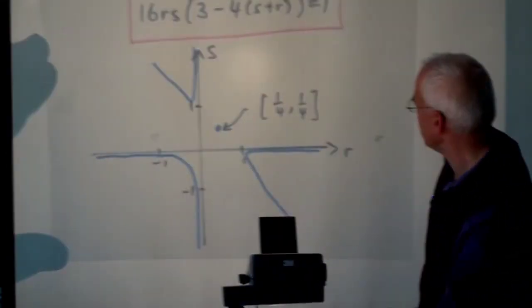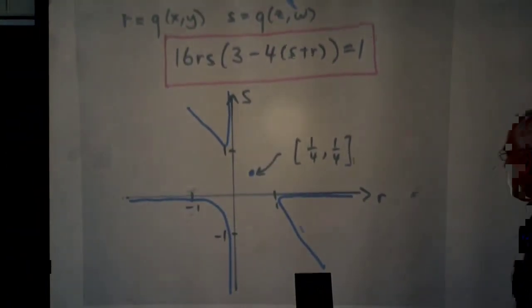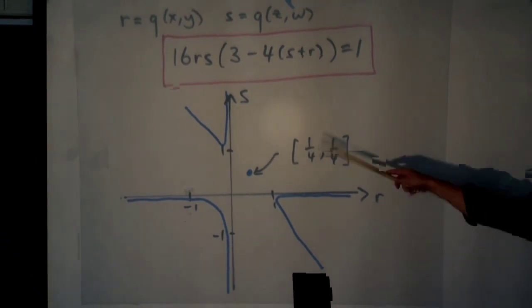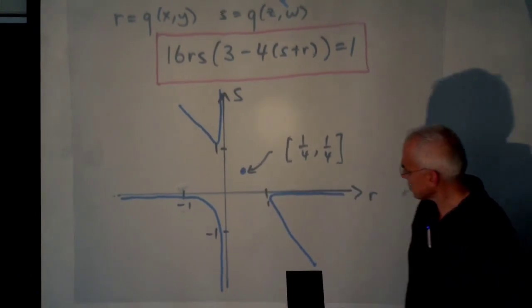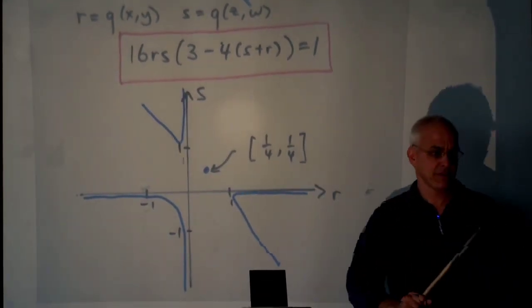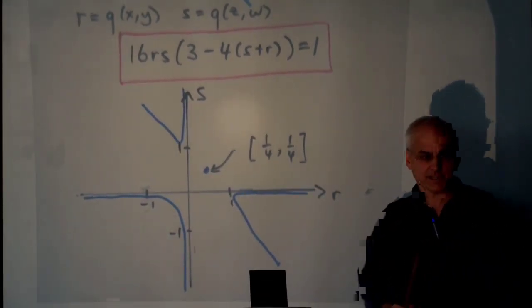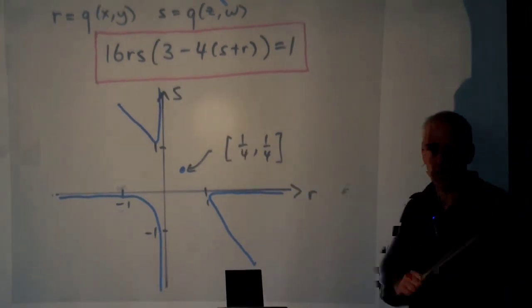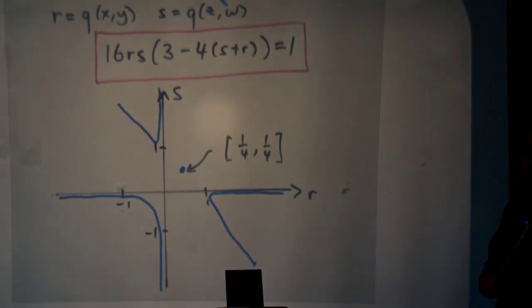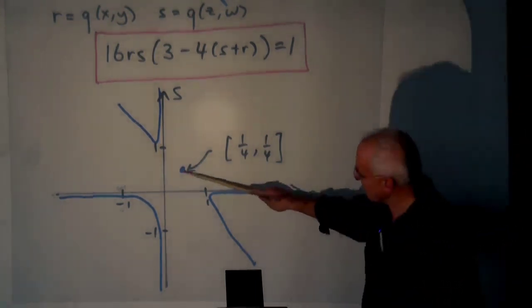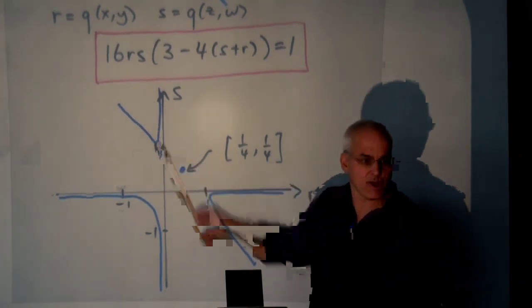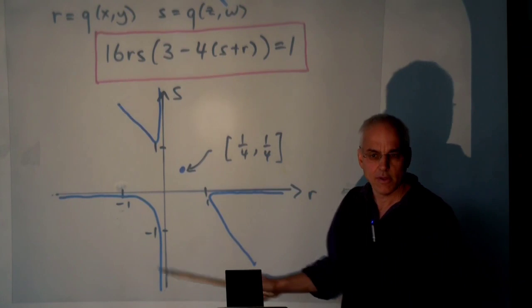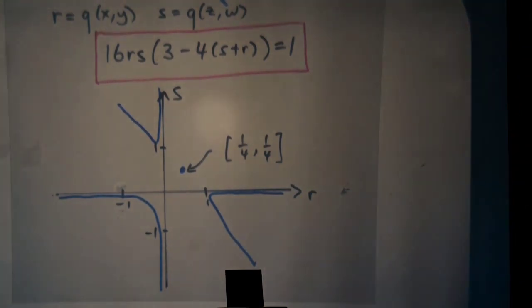But the cubic equation itself is rather interesting, at least it seems to me. There's its graph in the RS plane. It has asymptotes here and here, and then one there. And then there's this isolated point that's all by itself. That's one quarter, one quarter. And I haven't drawn it properly. It should actually be further down here. It turns out that that's actually the centroid of the triangle of asymptotes.